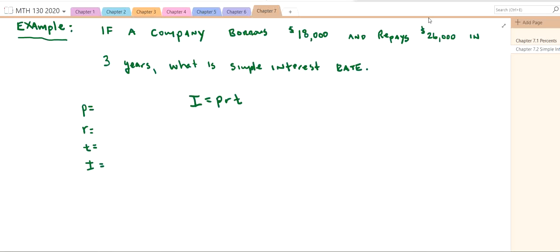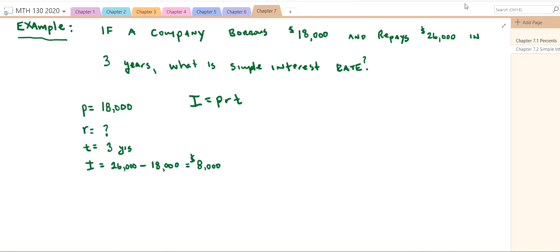Now let's see what variables we have. We have the principal. That's our starting value. We borrowed $18,000. What's our rate? Well, we don't know that. That's actually what we're looking for. What is the simple interest rate? Time. Well, that's pretty simple: 3 years. Do we have I here? It doesn't tell us what I is in this problem, but we can calculate it. We take 26,000 and subtract our principal, and we can figure out how much we paid in interest. That comes out to $8,000.